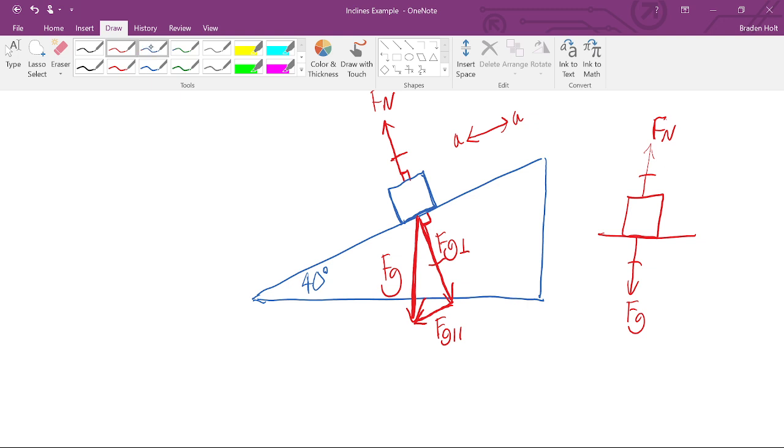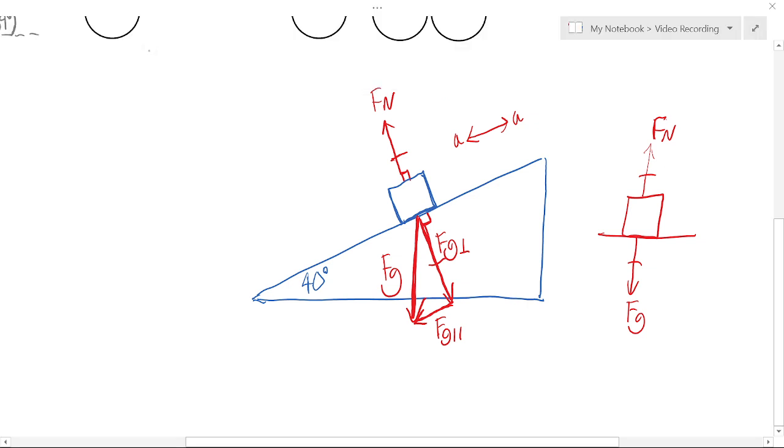Now, I would recommend you start every inclines problem by finding what is Fg perpendicular and what is Fg parallel if you are able to find that information. Most inclines problems you will be able to find it, but not all. Now let's go ahead and find this angle here. So we know this is 40 over here, and we know this is 90 because gravity always points straight down.